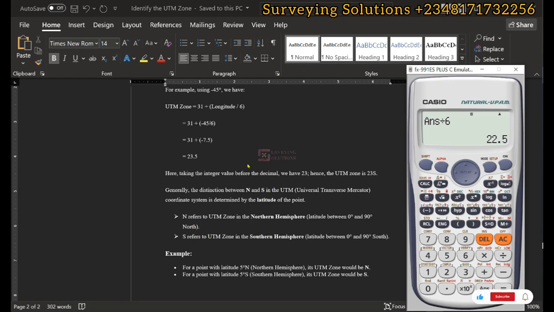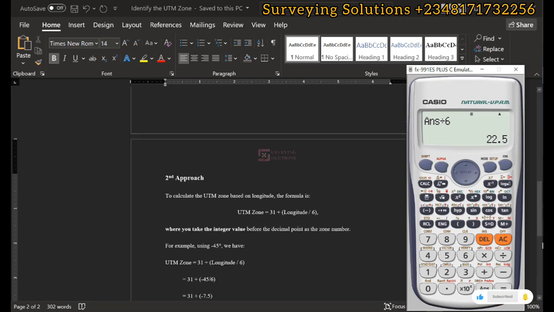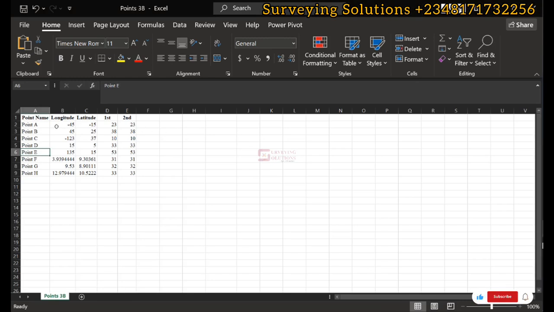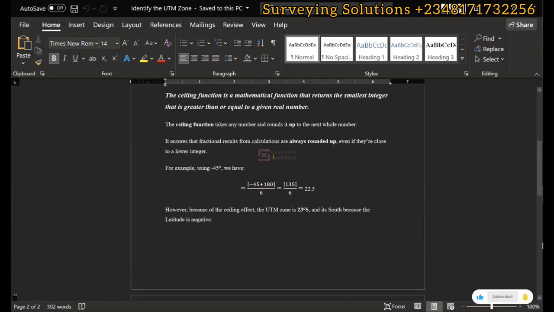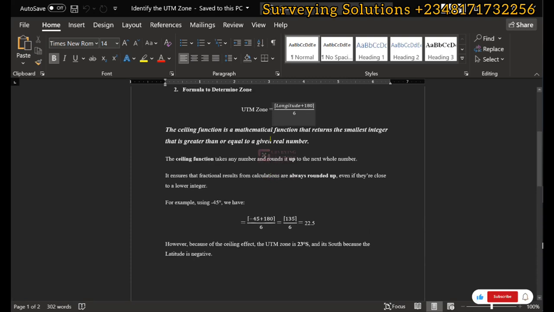Good. So if we come to our first point, you are going to see that the longitude is negative and the latitude is also negative. This implies that the coordinate is in the southern hemisphere, right? Good.